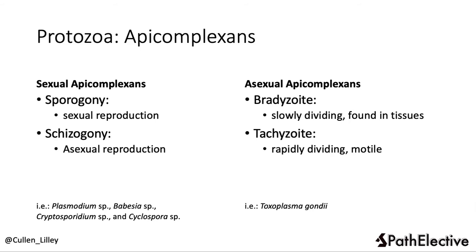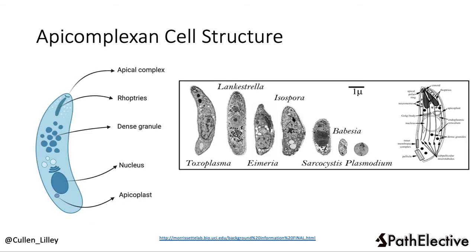But the asexual apicomplexans, they'll have a bradyzoite, which is going to be slowly dividing, and they'll be found in tissues, and then a tachyzoite, which will be rapidly dividing and motile. And that example is, of course, Toxoplasma gondii. The tissue cysts for Toxoplasma gondii are most likely going to be made up of the bradyzoites.